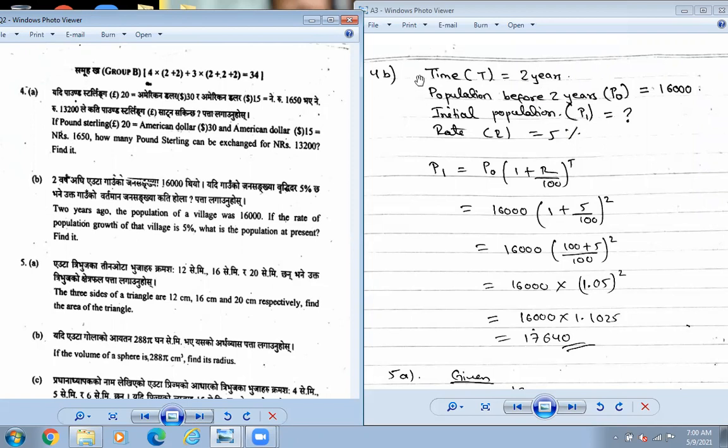Okay, now after that, 16,000 will be the initial population, sorry, population before 2 years, and the later population is P1. So that is given as question mark, rate is given 5%.